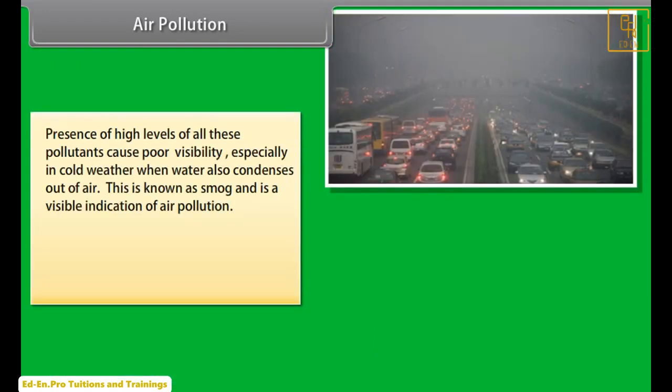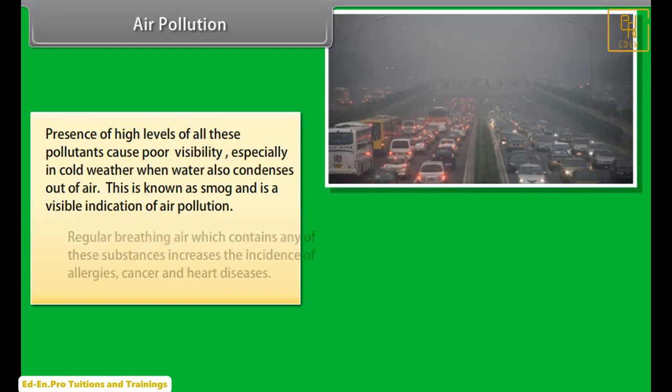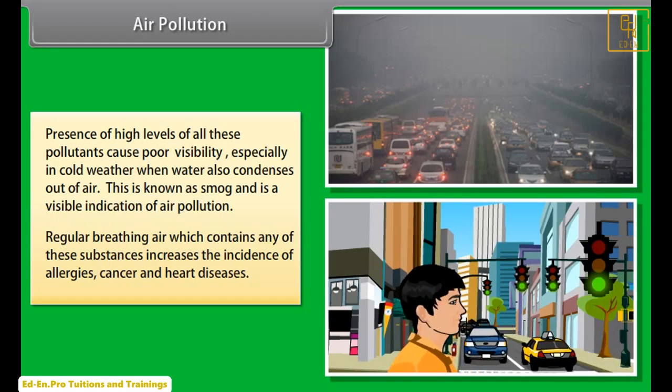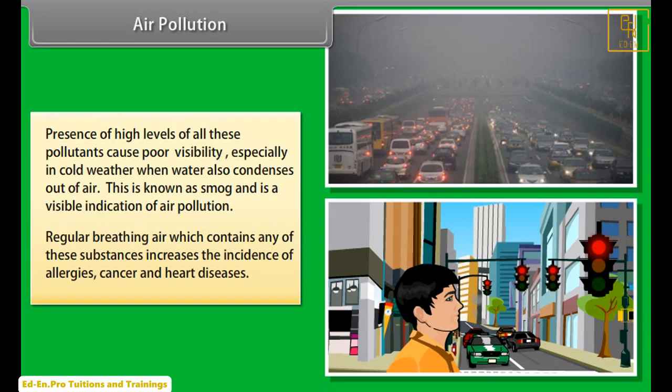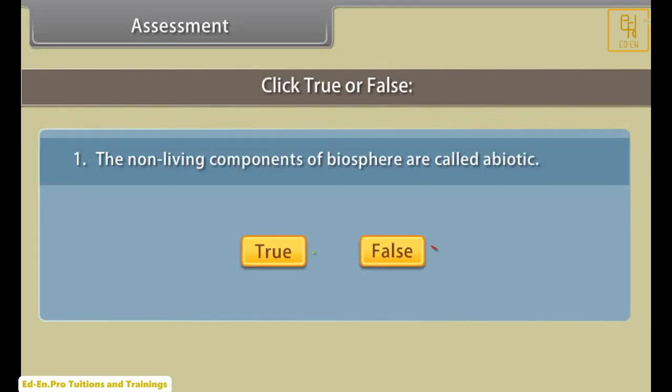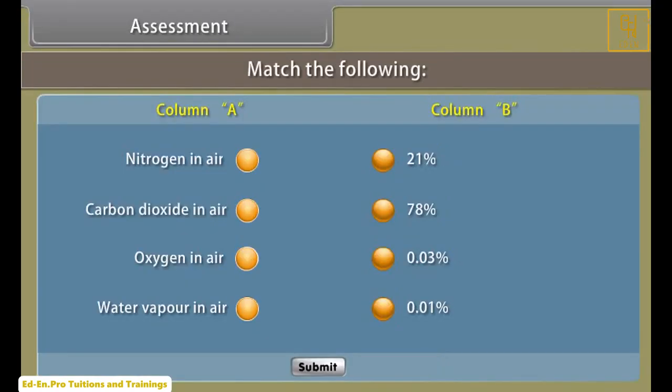Presence of high levels of all these pollutants causes poor visibility, especially in the cold weather when water also condenses out of air. This is known as smog and is a visible indication of air pollution. Regular breathing of air which contains any of these substances increases the incidence of allergies, cancer and heart diseases. Match the following.